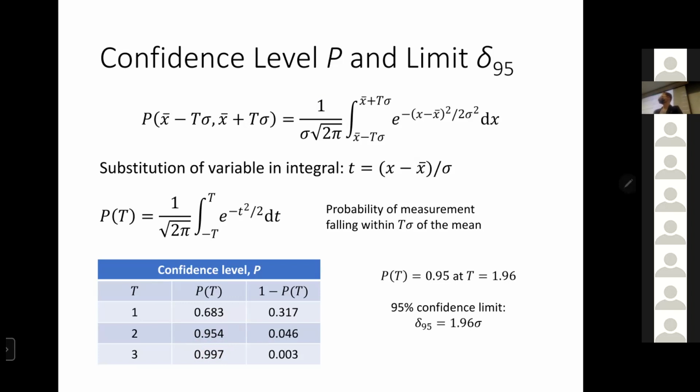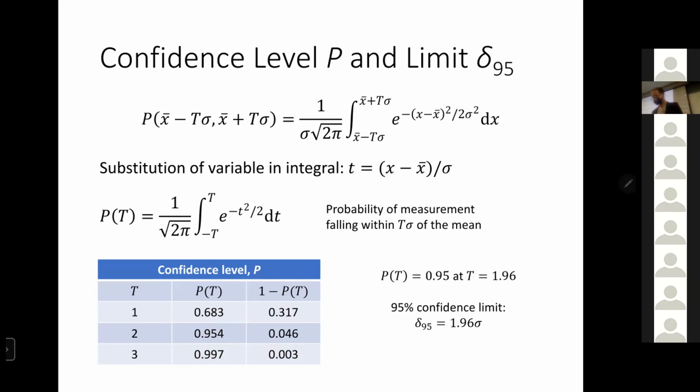So as you increase this number t, the probability becomes really high. And so what that means is that there's only a 0.003 probability, fractional probability, of finding a measurement that's more than 3 standard deviations away from the mean.